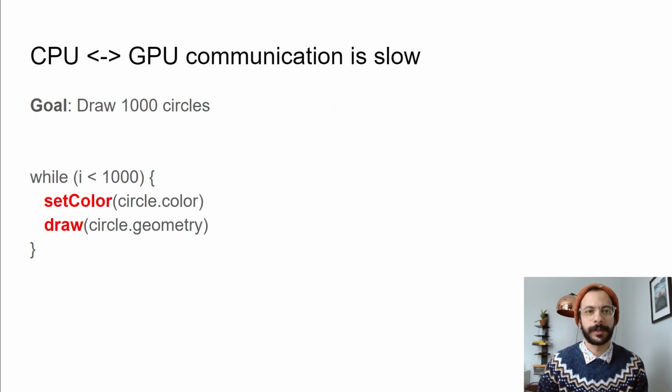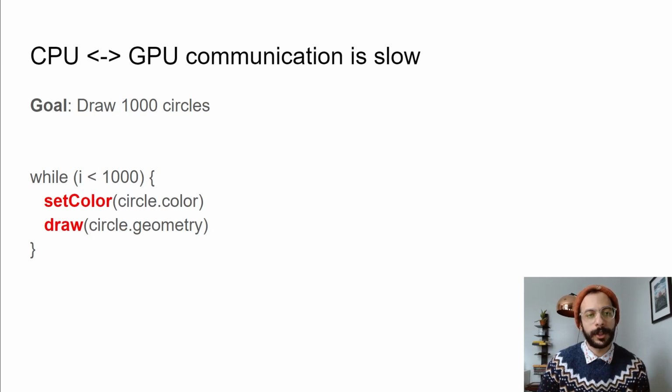So let's take a look at an example here. Let's say you were trying to draw 1,000 circles on the screen. This is one way you could draw it. You have this loop over 1,000 circles, and each circle has an individual color and individual geometry. Maybe the geometry is just the position on the screen and the radius. In red, the calls represent sending data to the GPU. So what I'm doing here is, 1,000 times per frame, I'm sending the color for each circle, and I'm drawing.